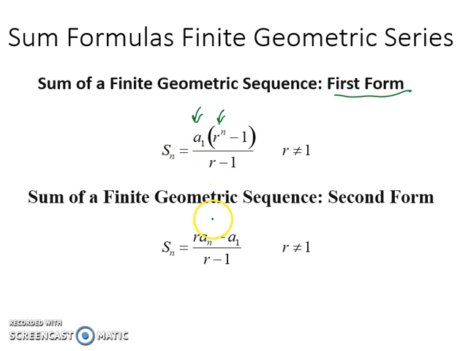If, however, you do have your nth term, you'll want to use the second form because it's a little bit easier to work with. You don't have to take your ratio to a power. So that's really not too bad. If you don't have your nth term, use the first form. If you do have the nth term, use the second form. So let's look at an example where we have to use the first form.